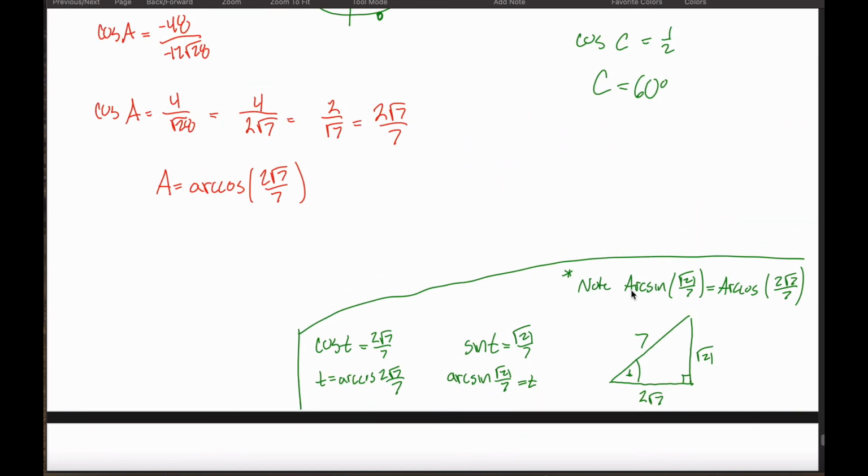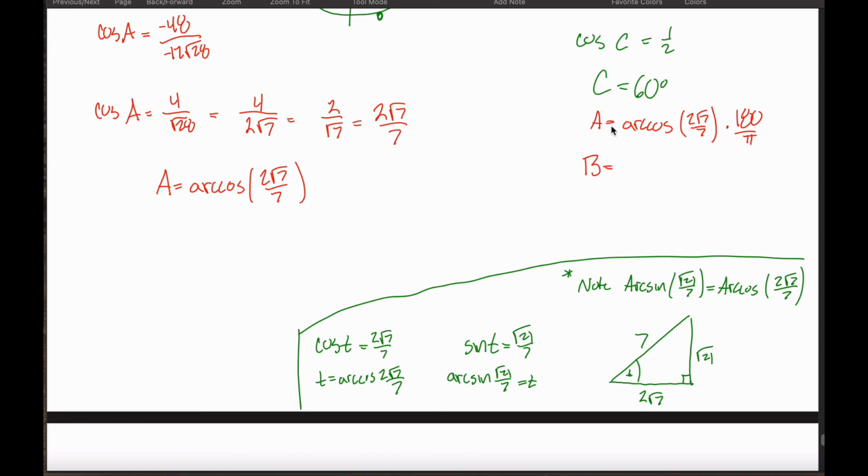If I lost you there, this is all completely optional. Don't worry about that stuff. Remember, our goal in this video was to figure out capital A, capital B, and capital C. We figured out capital C was 60 degrees. Capital A we just found over here, but be careful because we're using arc cosine. This is in radians. If you want it in degrees, like your homework will, you better multiply it by 180 over pi. And we're still not done because we need capital A, capital B, and capital C.